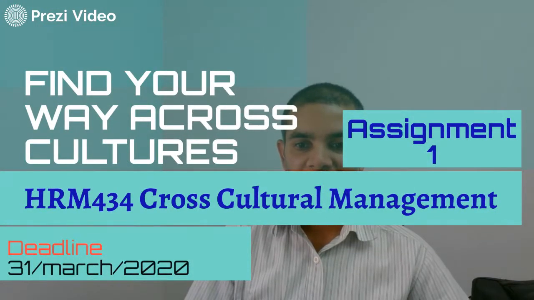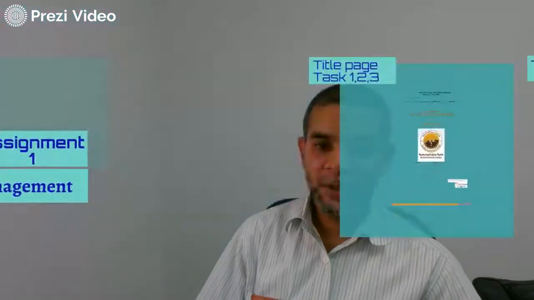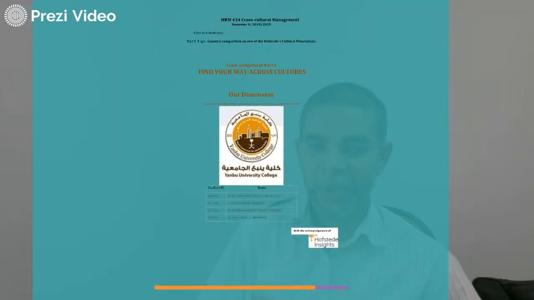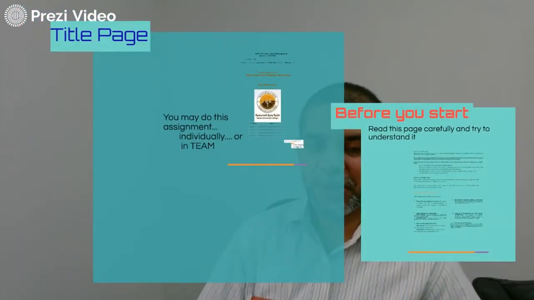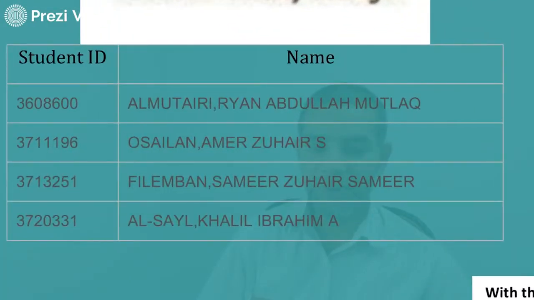Today we will discuss the first assignment for this course, and the title of the assignment is Find Your Way Across Culture. Please note that the deadline for this assignment is 31st March 2020. We have attached this assignment in the Google Classroom and also in the RCYCI LMS. You may do this assignment individually or in team. I have already assigned the teams, or if you wanted to do it individually, you are welcome because of the current corona situations.